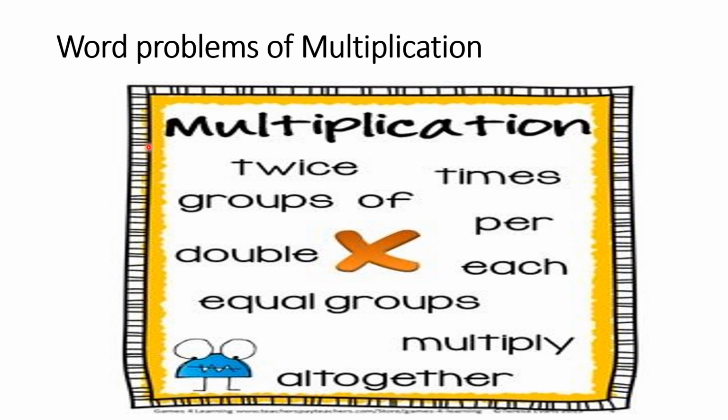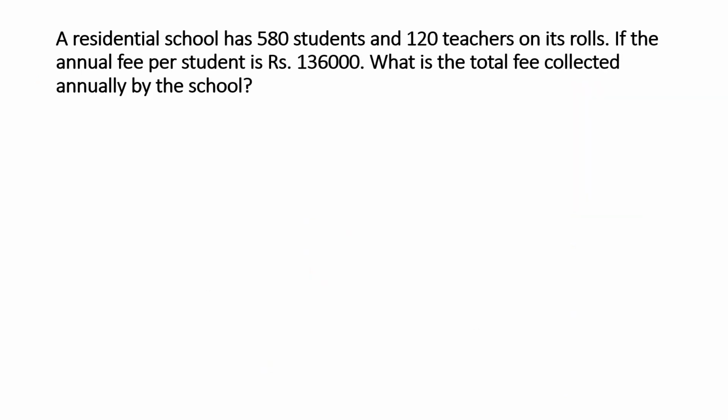Now let us solve one word problem. A residential school has 580 students and 120 teachers on its rolls. If the annual fee per student is rupees 1,36,000, what is the total fee collected annually by the school? At first, you have to think logically that in any school the fee is paid only by students, not by teachers. So this number, 120 teachers, is not for us. It is just here to confuse you.